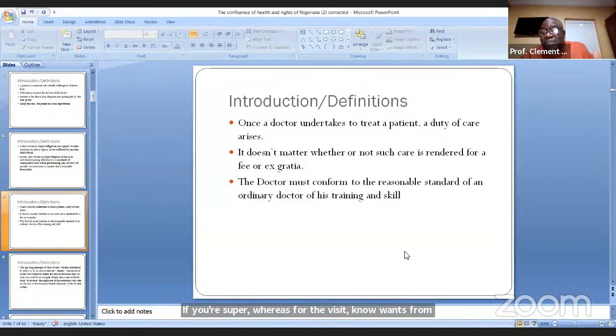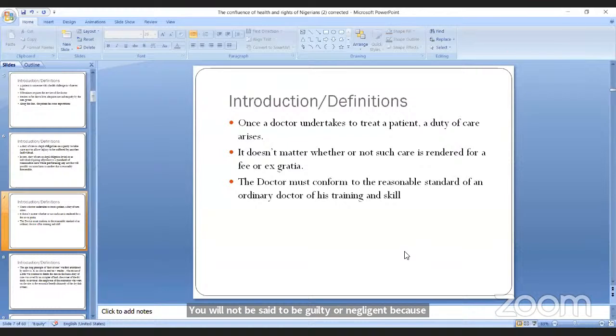That is why when you mismanage a patient, for example, the law doesn't just hold you. What the law does is to measure your activities against another person's activity who is deemed to be reasonable, to see if that doctor would have managed that patient the way you did. If a greater majority of doctors would have managed that patient the way you did, whether injuries or harm resulted or not, you will not be said to be guilty or negligent, because your colleagues would have managed the patient in exactly the same way, provided they are reasonable people.